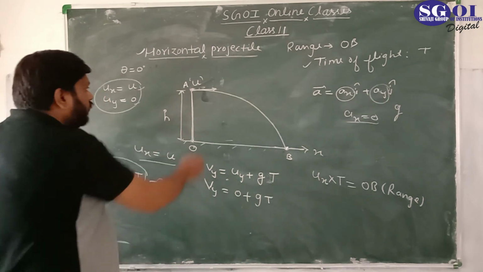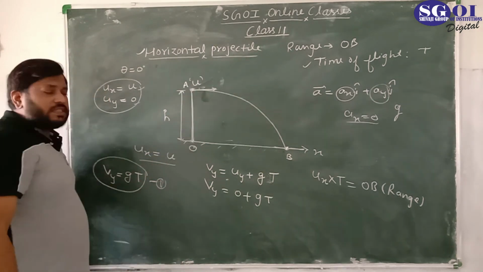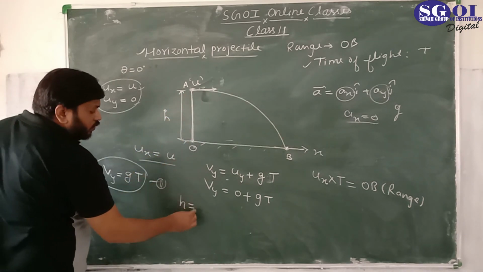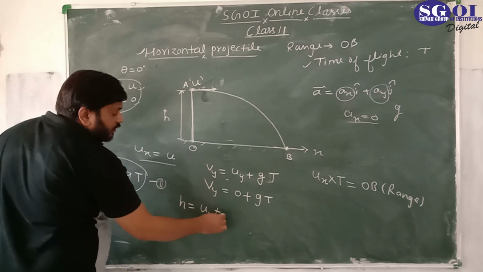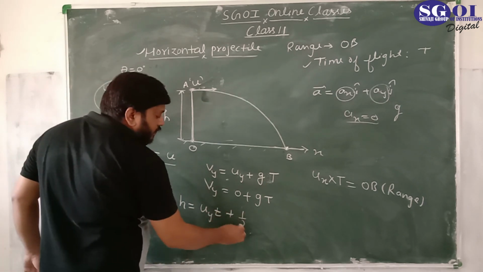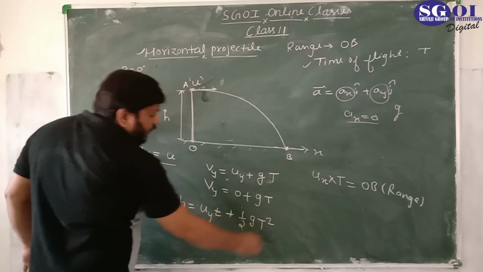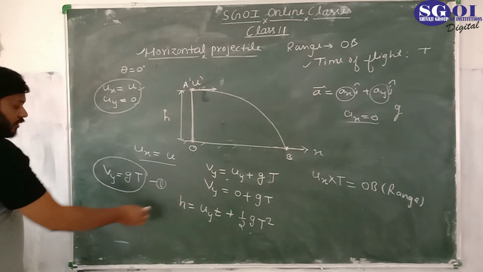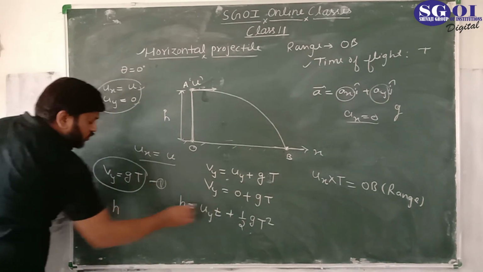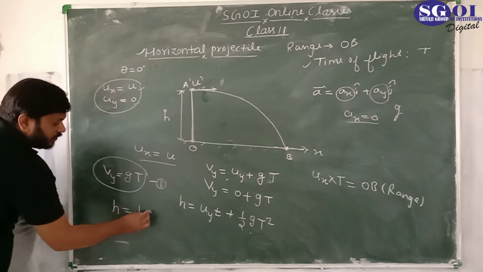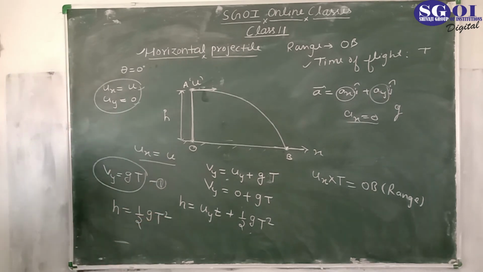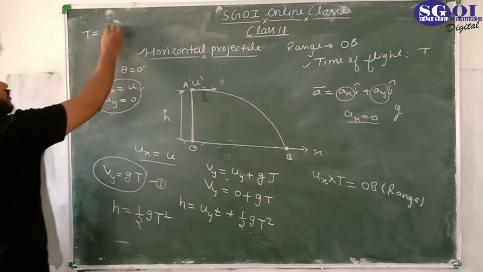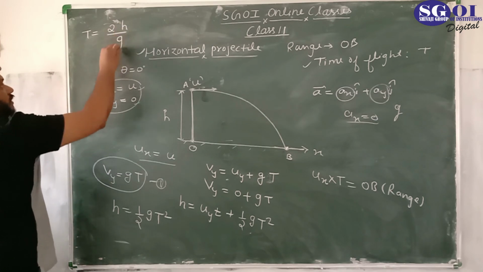Now for this, use the second equation. Total displacement is h equal to uyt plus half gT square, because time is equal to time of flight here, and uy is 0, so h equals half gT square. From here, capital T, time of flight, could be written as T equal to square root of 2h upon g.